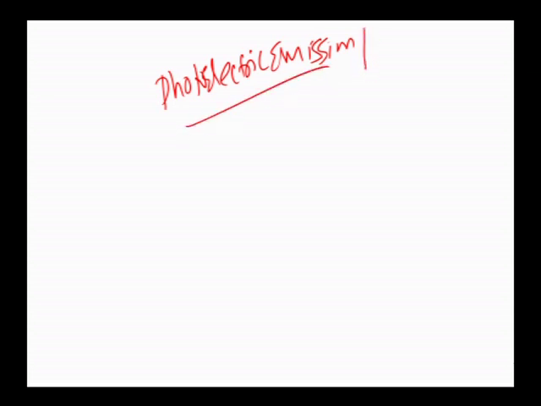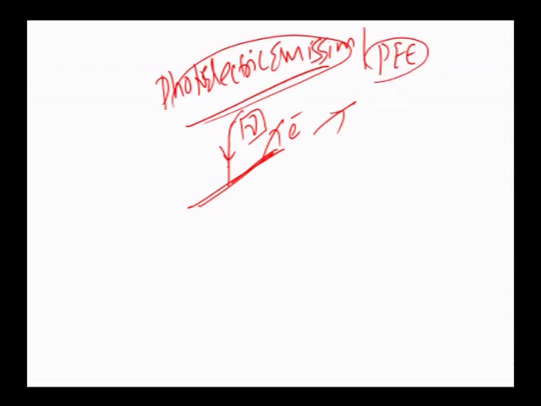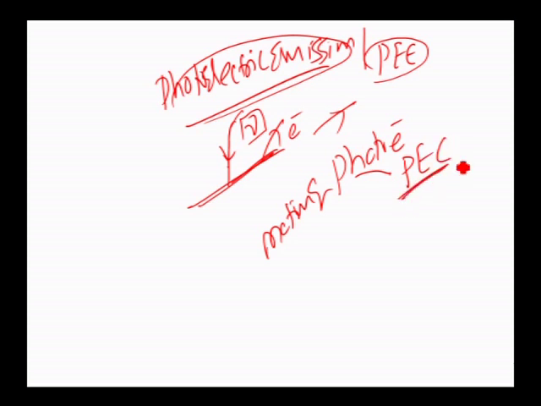Photoelectric emission is nothing but the photoelectric effect. When a light of suitable frequency, you have to write suitable frequency, is incident on a metal surface, emission of electrons takes place. This phenomenon is called photoelectric emission, also called the photoelectric effect. The electrons emitted during the photoelectric effect are called photoelectrons. The motion of photoelectrons constitutes a current called photoelectric current.